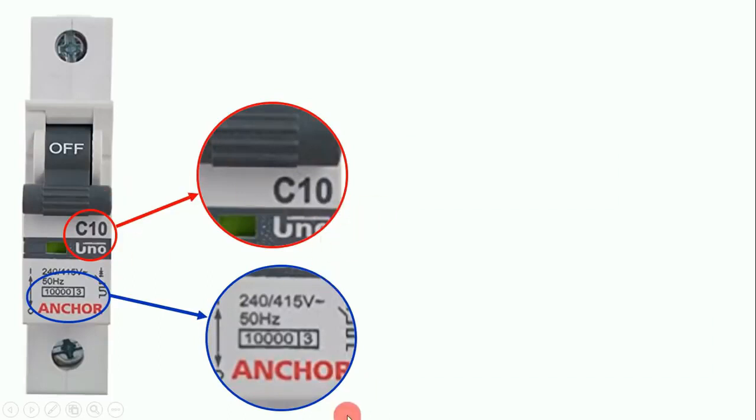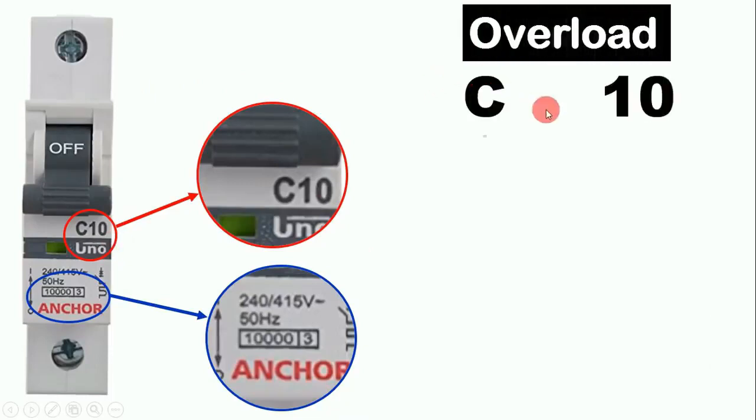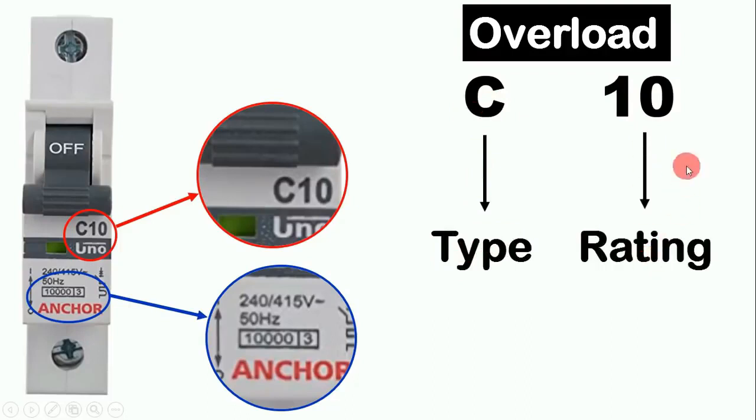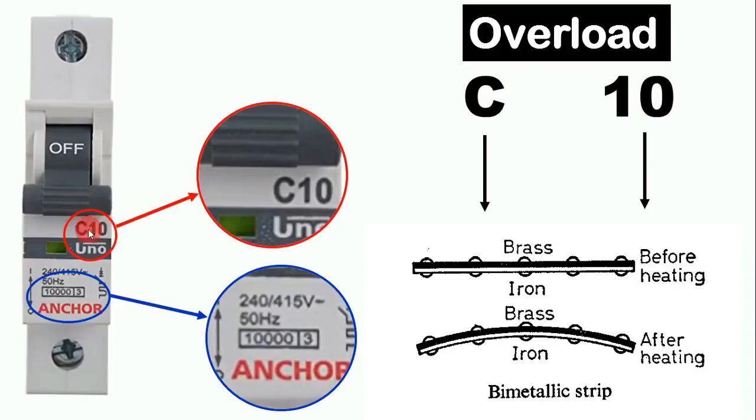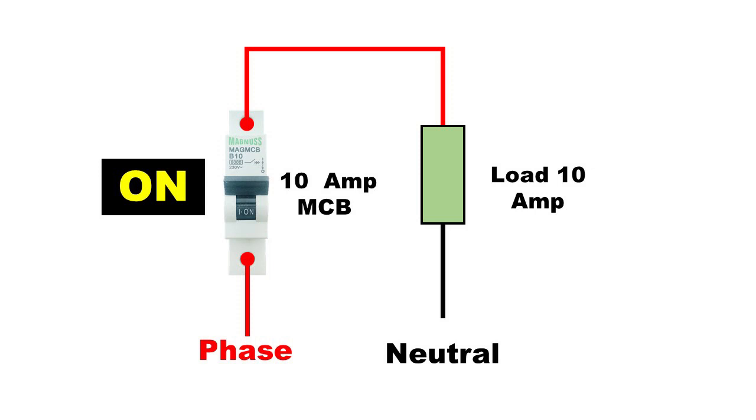Friends, as I told you, if C10 is written on the MCB, then it has two meanings. C means type and 10 means current, I mean rating. Here 10 is written, so you know that this MCB can flow 10 ampere current. And when 11 ampere current starts flowing through this MCB, it will trip. Friends, this MCB trips on 10 ampere, but the bimetallic strip present inside the MCB needs some time to get warm. It means the moment 10 ampere current starts flowing through this MCB, it will not trip instantly. It needs time to trip.